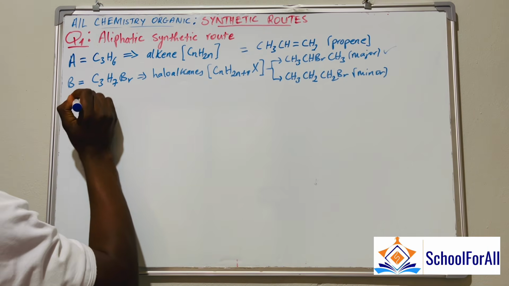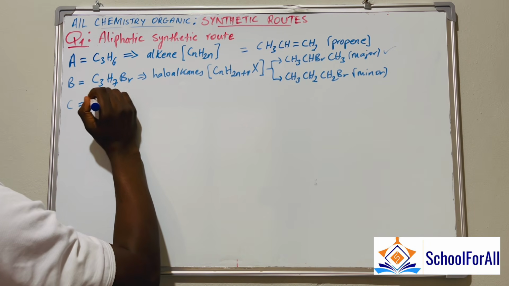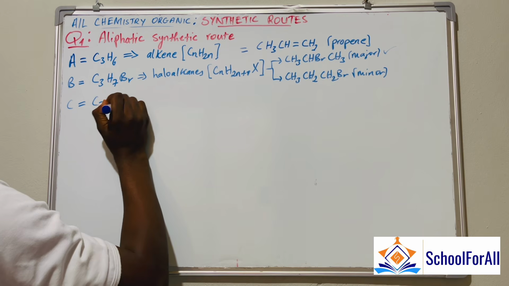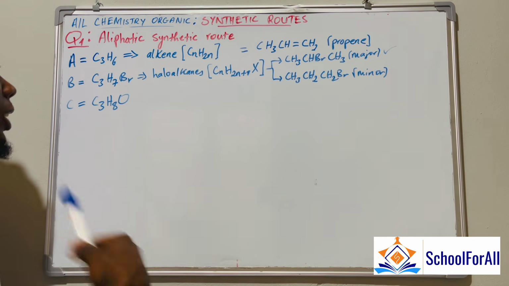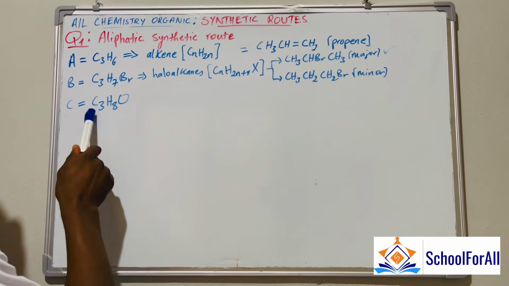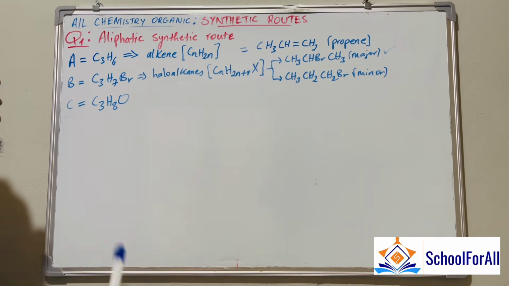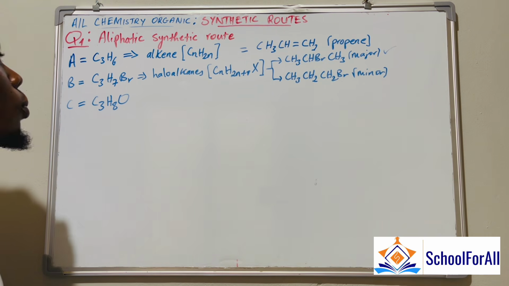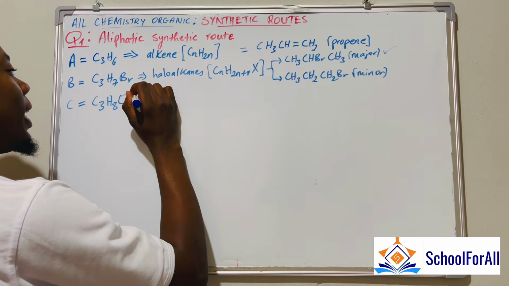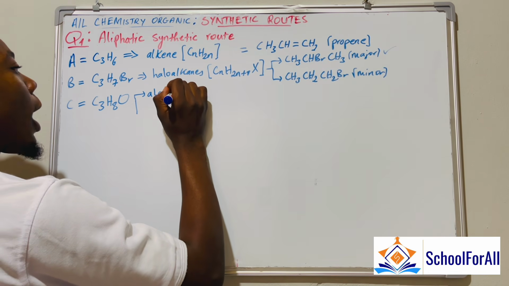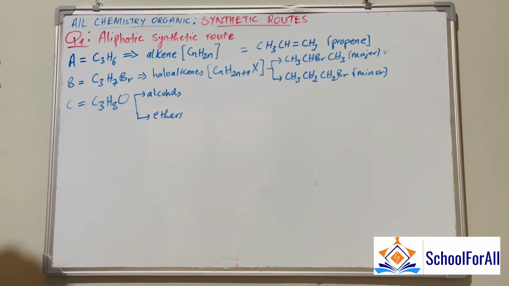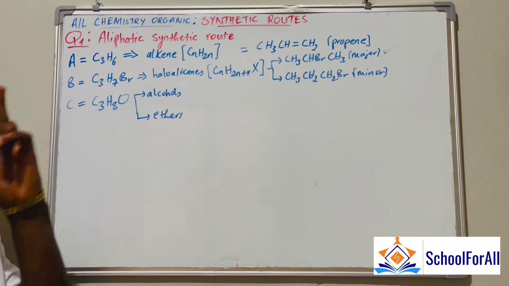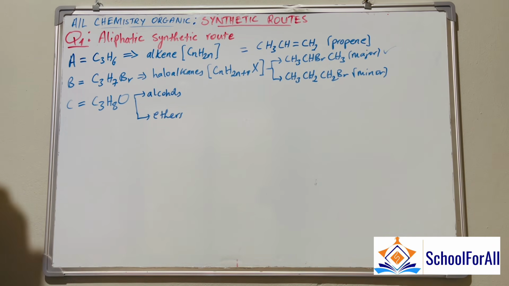About compound C. Compound C has the general formula C3H8O. So we analyze it. When we see such a compound in which again the number of hydrogens is more than the number of carbons times 2, and there is one oxygen, automatically you will think about two homologous series. In this case, you can either think about alcohols or ethers, because they are functional group isomers.